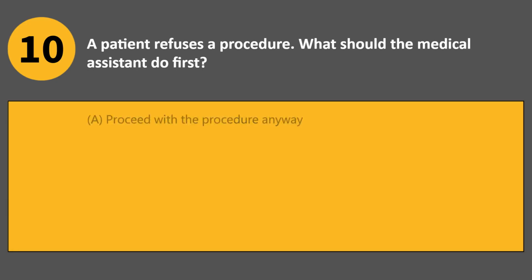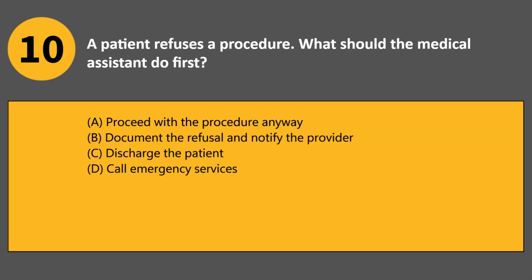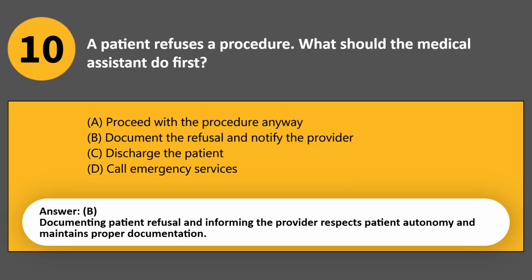A patient refuses a procedure. What should the medical assistant do first? A. Proceed with the procedure anyway. B. Document the refusal and notify the provider. C. Discharge the patient. D. Call emergency services. Answer B. Documenting patient refusal and informing the provider respects patient autonomy and maintains proper documentation.